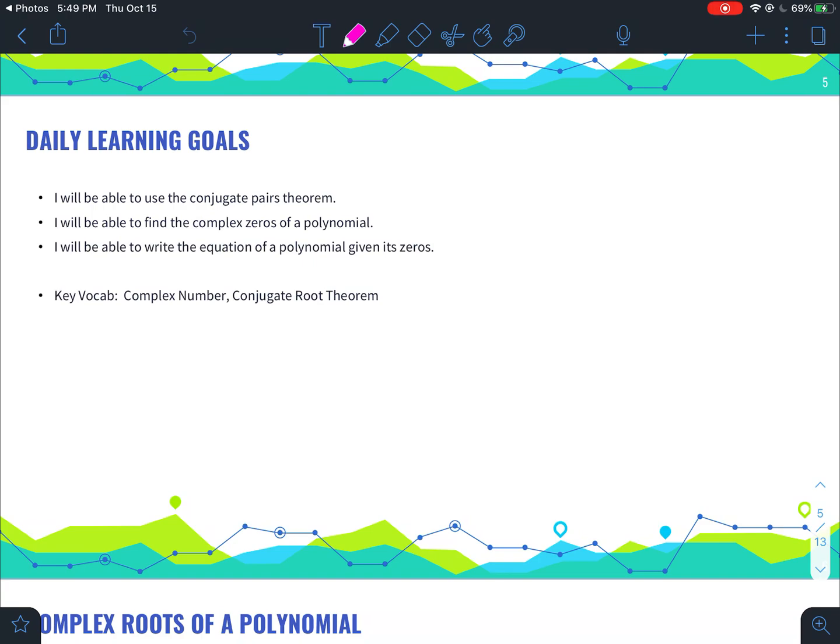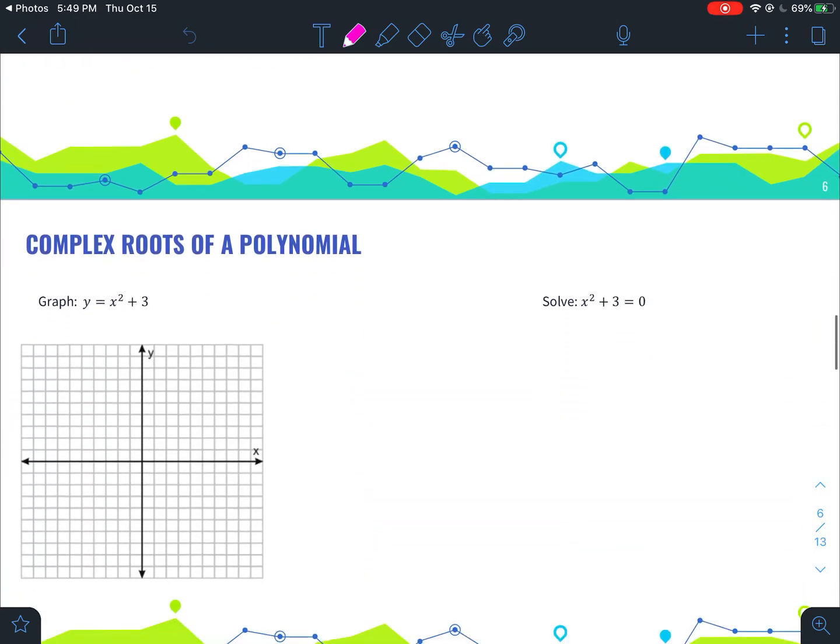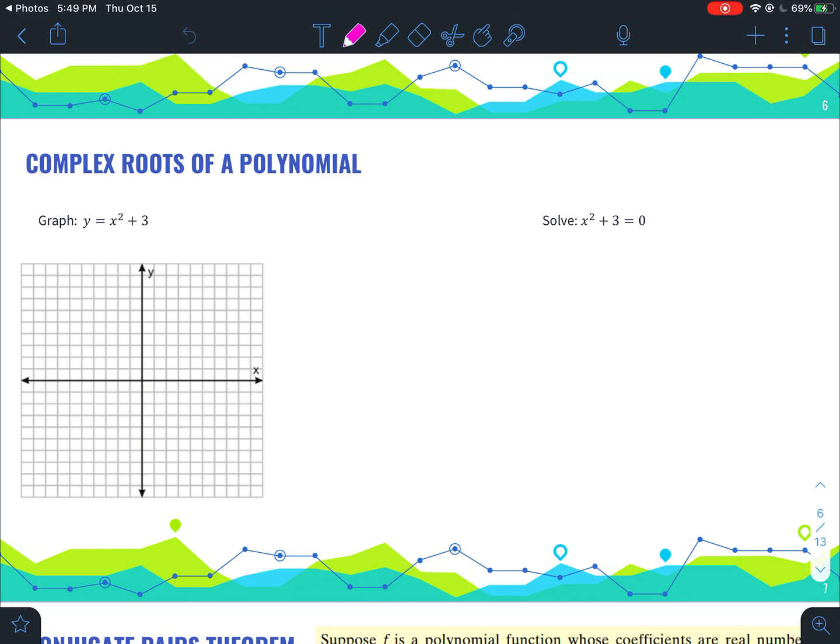So today we're going to talk about the conjugate pairs theorem and what a conjugate is, and then we're going to talk about the complex or imaginary zeros of polynomials. So the complex roots of a polynomial.